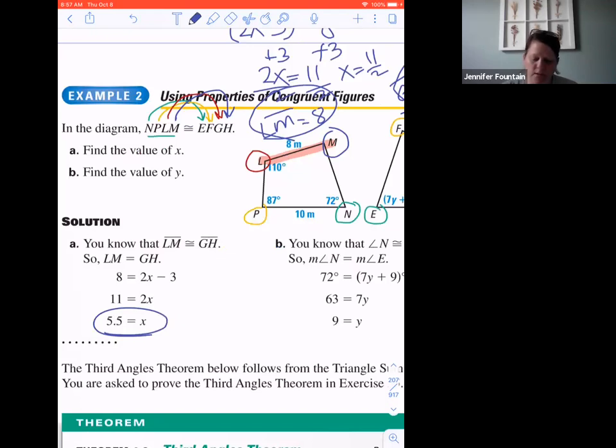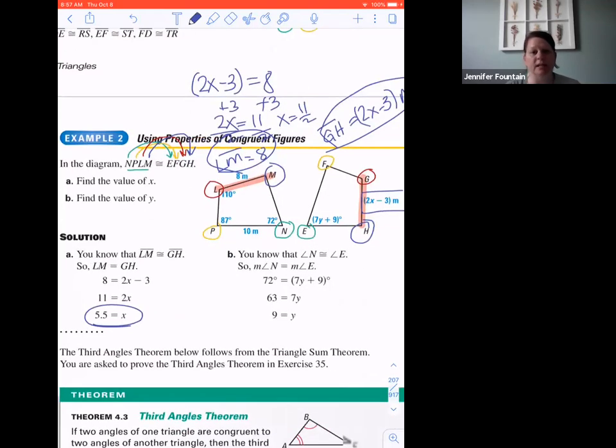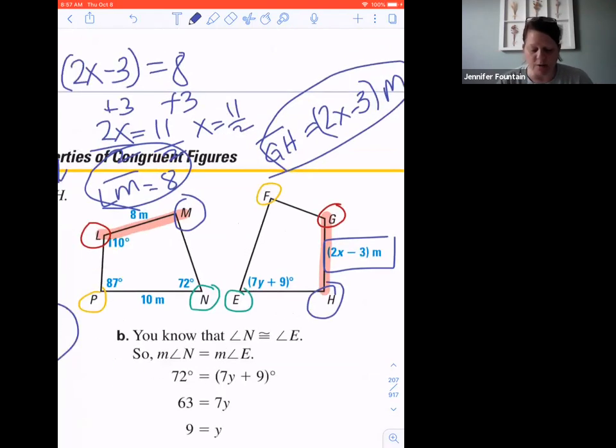But notice that all I had to do in that problem, again, you're not going to have this part where it tells you what to do. You've got to figure out how to do that. So that's what I just showed you, is to be able to say, okay, I know that GH is 2x minus 3. I know that LM is 8. I know because of our corresponding figures, or because they correspond and are congruent, that means that those sides are equal to each other. So I can set each of those equal to each other and solve for x, okay?